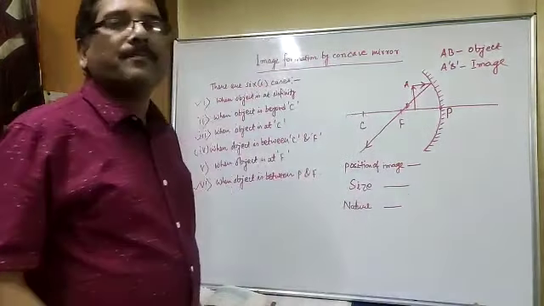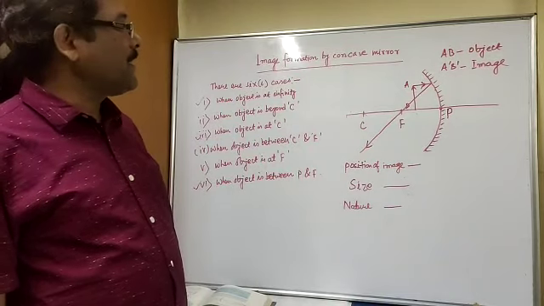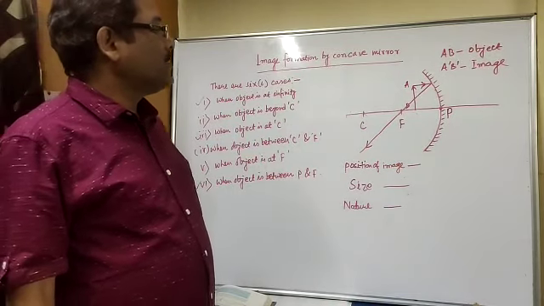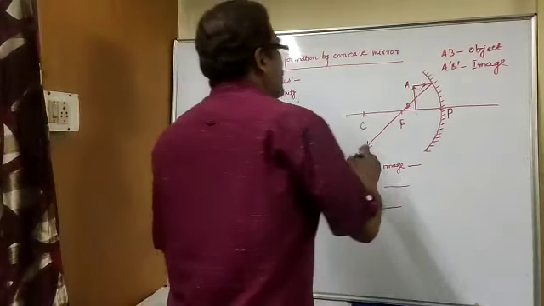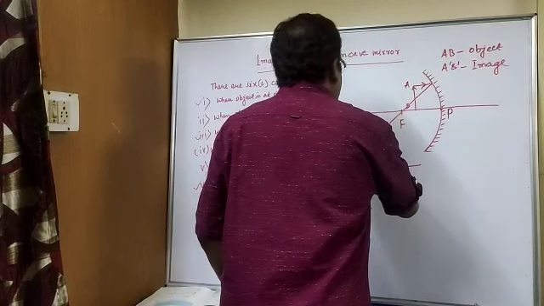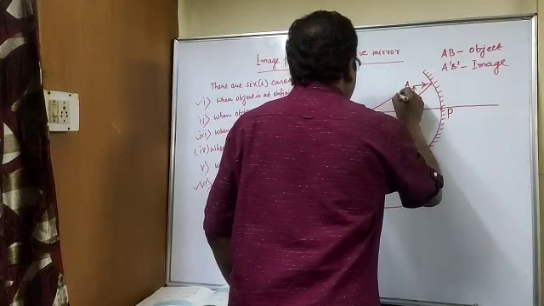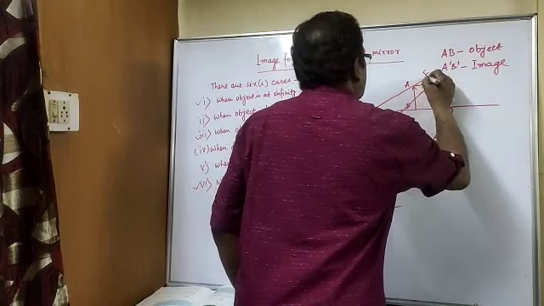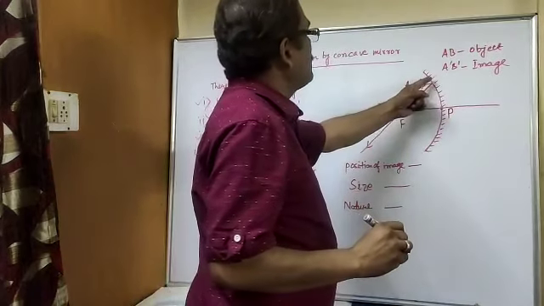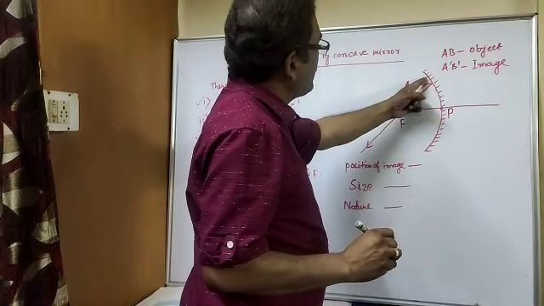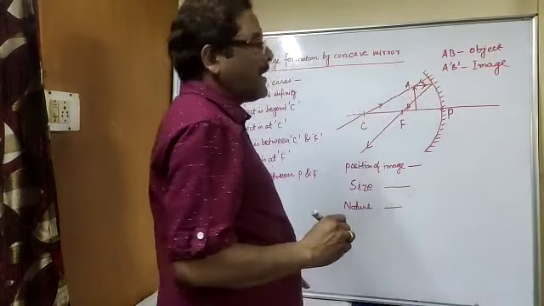Must put arrow. Then take another ray of light through the center of curvature of the mirror. So according to the rule, if a ray of light passes through the center of curvature, it will return back along the same path. So this ray will pass through the center of curvature, and after striking the mirror, it will return back along the same path. That's why I have put an arrow in the backward direction.